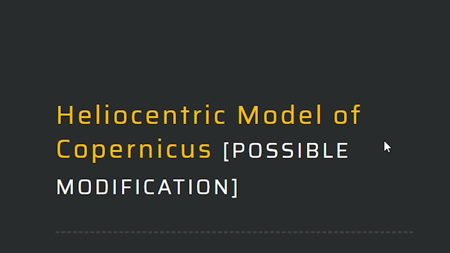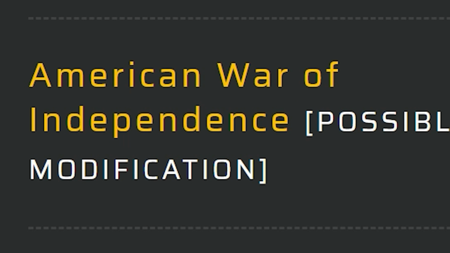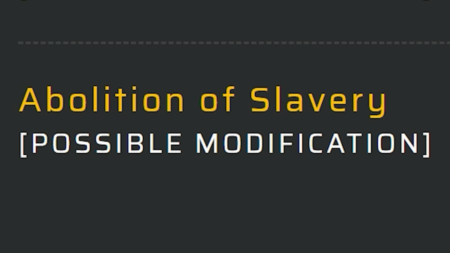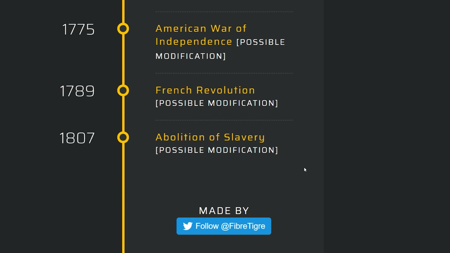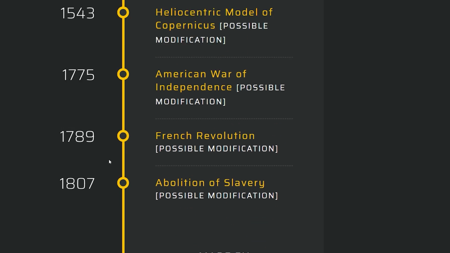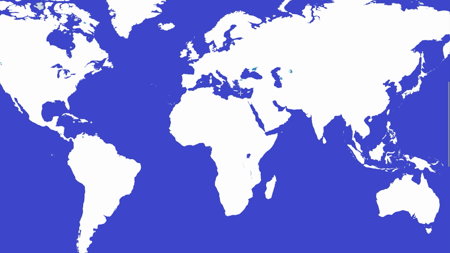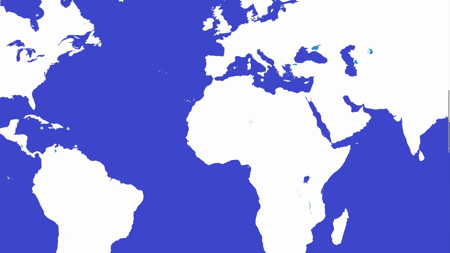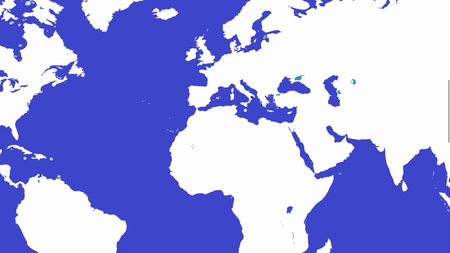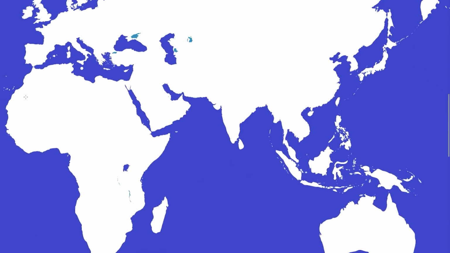We can change this heliocentric model. There's possible modifications there. We can possibly modify the American independence, maybe making them not become a country at all, change the French Revolution, or abolish slavery. Wow. And everything we do is going to cause different other dates to happen, and it's going to change, obviously, the timeline. I'm going to try my best to log the borders on this map just to get an idea of what we have done to the chaos, just what we've done to the globe in general.